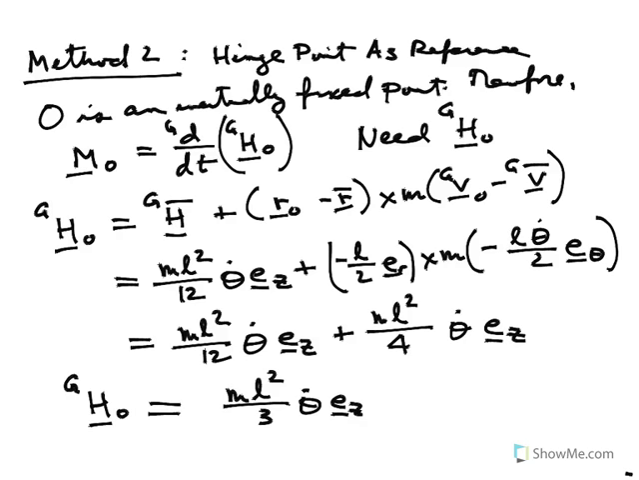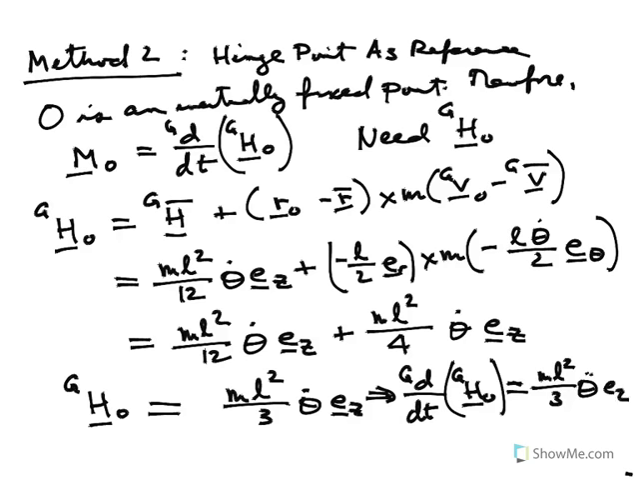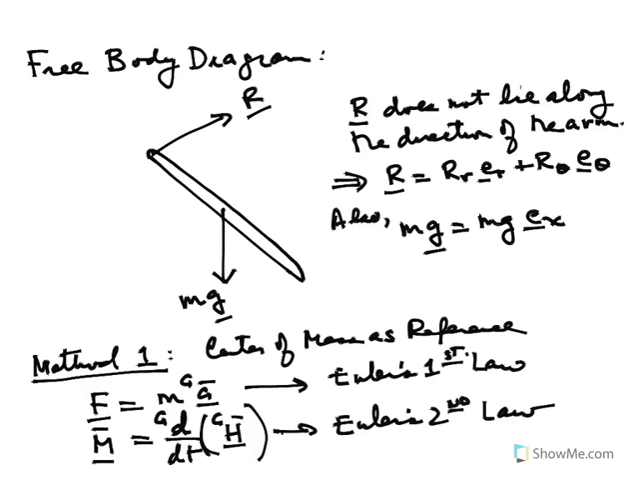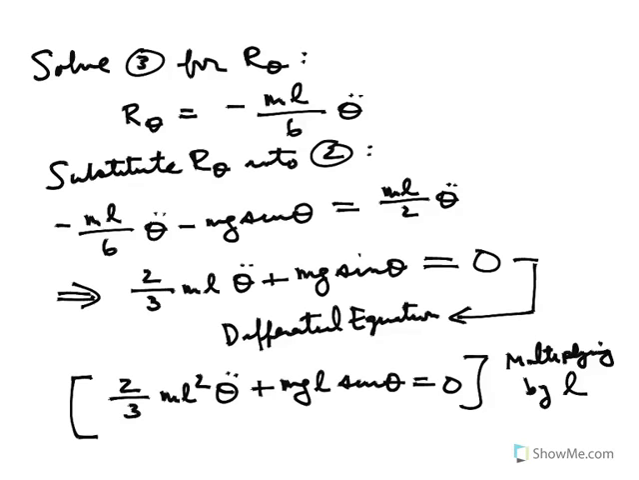Now, as a result, we get that the rate of change in the ground of the angular momentum relative to point O is equal to ml squared over 3 theta double dot EZ. So now, as a result of that, we now can compute the moment relative to point O. What's the moment relative to point O? Well, we have to go back to the free body diagram. If we go all the way back to the free body diagram, notice that the only thing that creates a moment relative to point O is gravity.